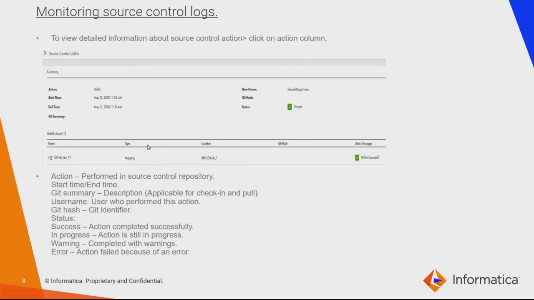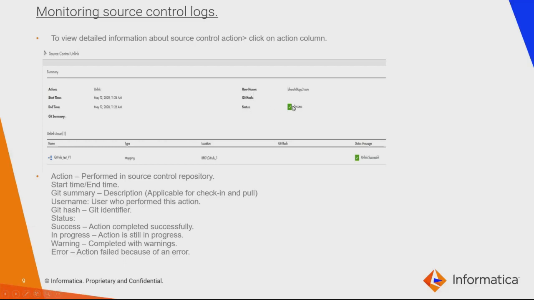So you can see what is the action that was performed here. It can be unlink, it can be push, pull. What's the start time? What's the end time? The Git summary. One thing to note here is it is only available for check-in and pull actions. It's not available for other actions. So in this case, I've done an unlink of a specific object. So that's the reason I do not have a Git summary here. It also has a Git hash. The Git hash is something like a Git identifier, which will be available for check-in and pull. Then the username, which user performed this particular action.